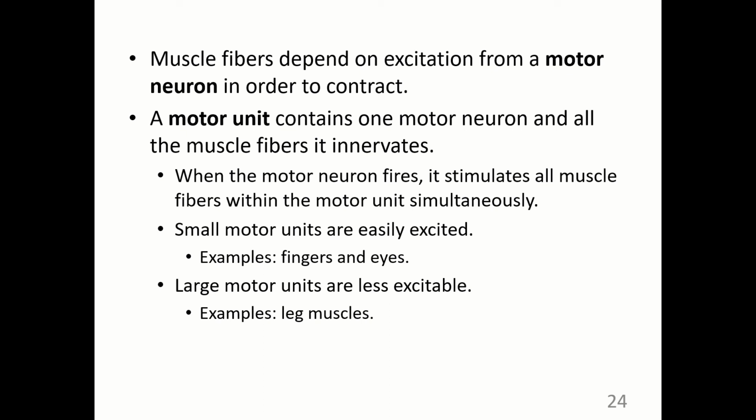So there are small motor units and there are large motor units. Small motor units are easily excited and they are found in the fingers and eyes, so they can twitch very easily. Large motor units are less excitable and they are found in the leg muscles. So it takes a lot more voltage to stimulate these motor units to contract. But when they do, there are many different muscle fibers that contract at one time, and they generate a lot of force and can move powerful muscles found in the leg.